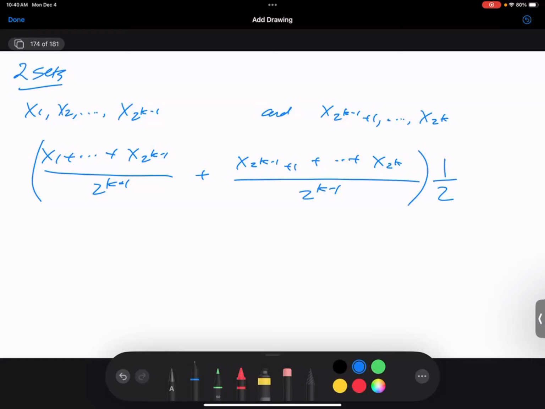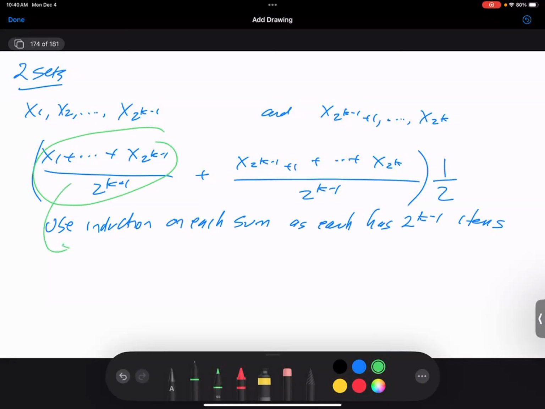And now maybe we can use induction on each sum, as each has 2 to the k minus 1 items. So by the inductive step, what do we know about this? That's going to be greater than or equal to the product x1, x2, ... x2 to the k minus 1. And then what power do we take this to?